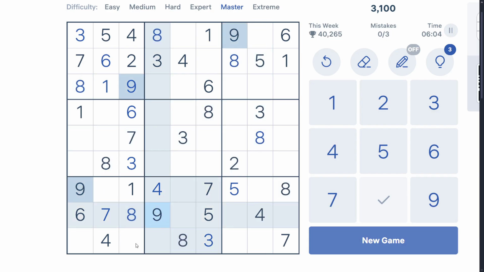And let's go to 9. Got 4 9s, so this 9 blocks off this 9 blocks off these two, this must be a 9. So there's one of these 9 because of these two 9s. These two 9s here, these 3 9s restrict every square except this, so this must be a 9.